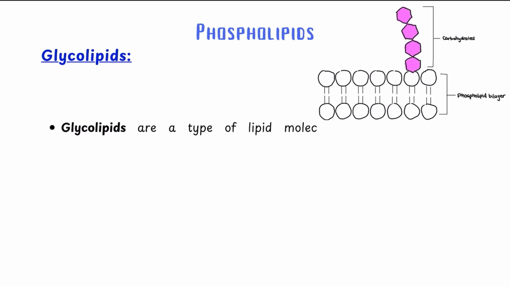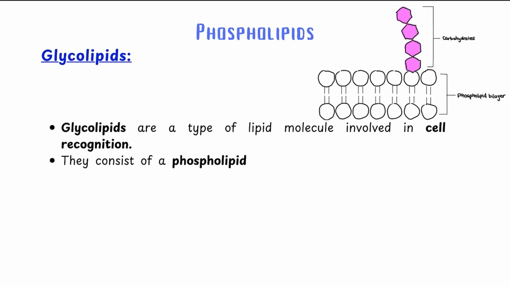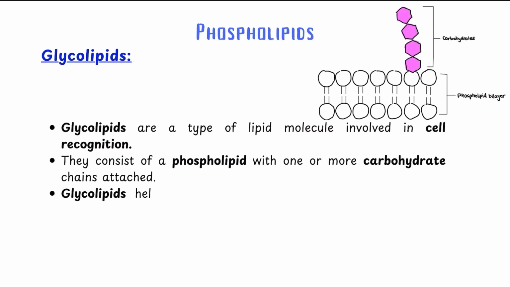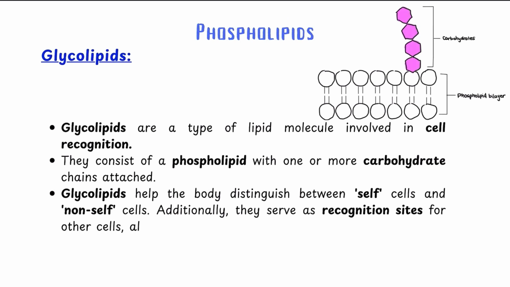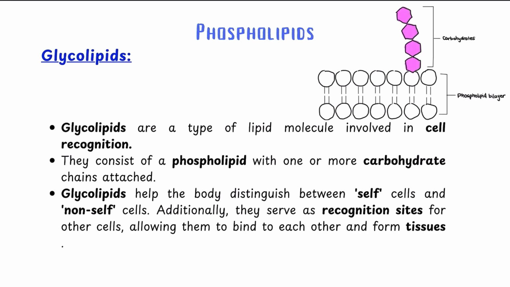Glycolipids are a type of lipid molecule involved in cell recognition. They consist of a phospholipid with one or more carbohydrate chains attached. Glycolipids help the body distinguish between self cells and non-self cells. Additionally, they serve as recognition sites for other cells, allowing them to bind to each other and form tissues.